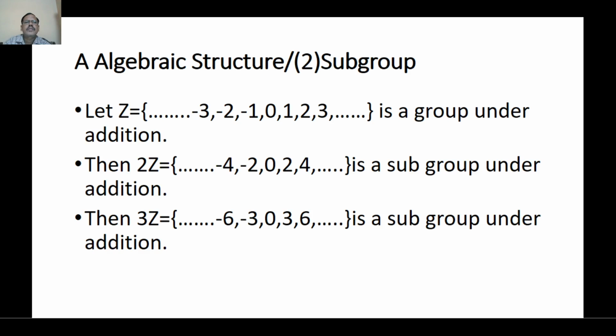And here Z consists of the numbers 0, 1, 2, 3, -1, -2, -3. 2Z consists of even integers, and 3Z of multiples of 3. These are the subgroups of Z under addition.